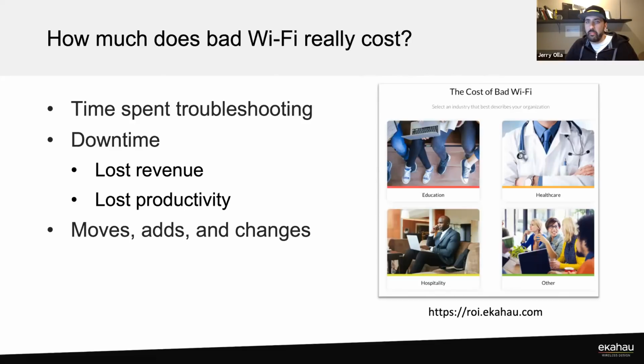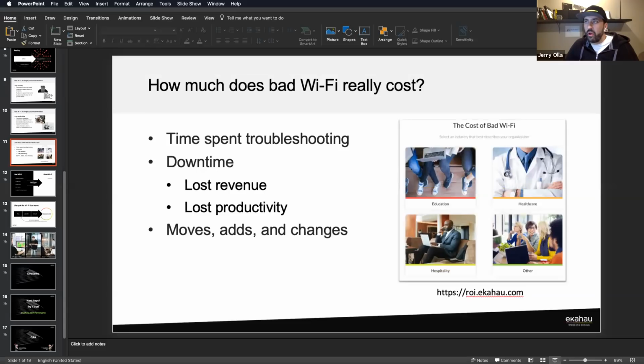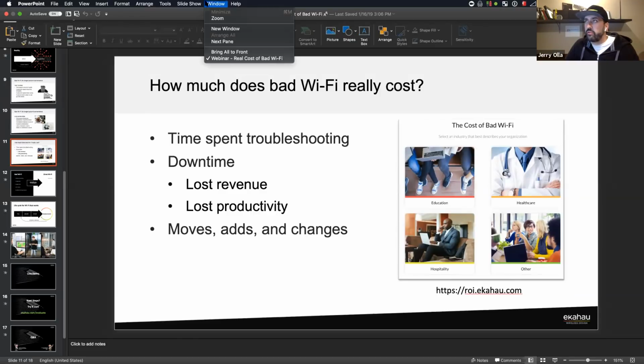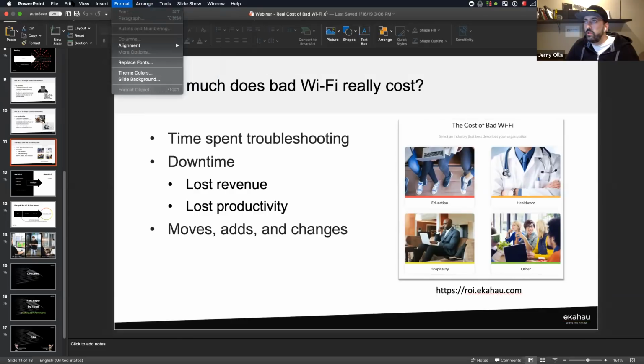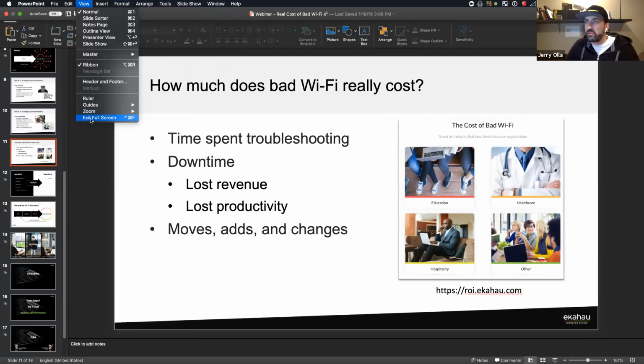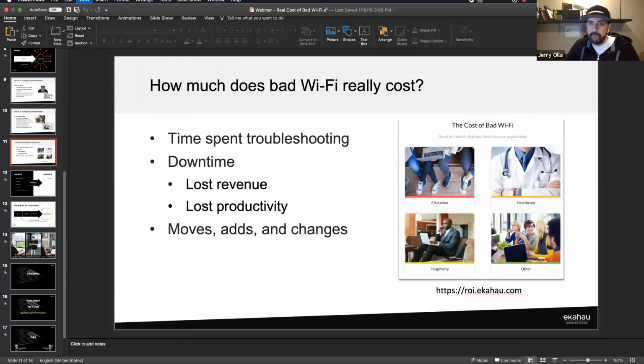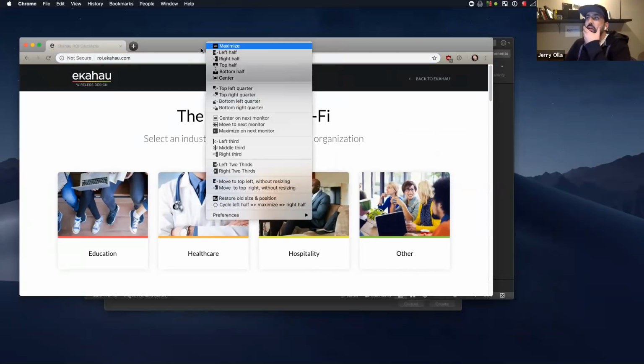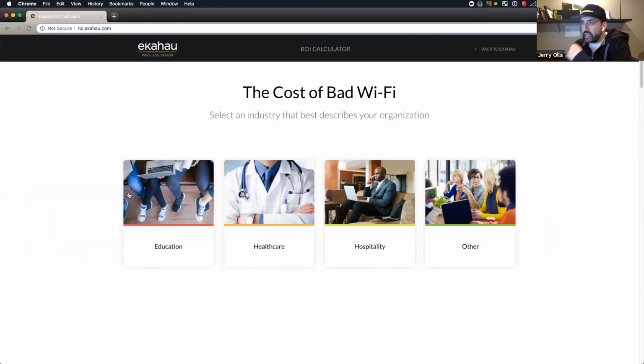So let me go ahead and pull this up here, and we'll do a quick mock run-through of what it actually looks like to do this calculation. Let me go out of the full screen mode here and exit full screen. And let's pull this ROI calculator up real quick and run through this. So I've got my ROI calculator up here. I'll make this full screen. Hopefully you guys can see this okay. And I'm just going to run through an example.